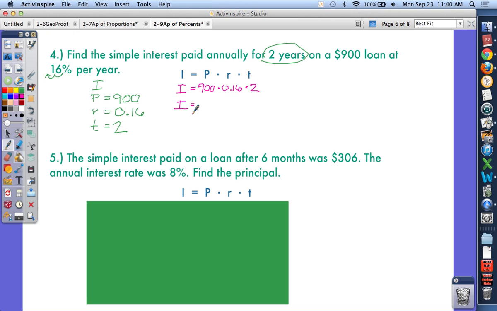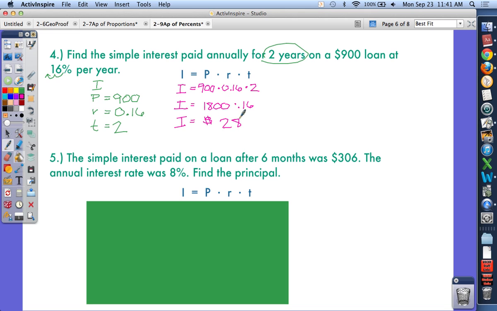I would definitely do some numbers that are a little easier first. Maybe I would do the 900 times 2 in my head because I can handle that. And then you can use your calculator for this one. When you get this, how much are they paying in interest?